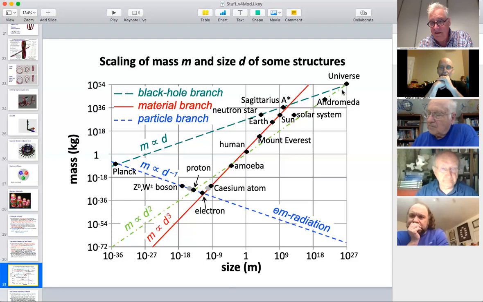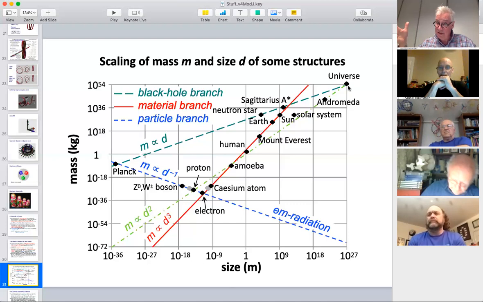Look, the universe is on that line too. The mathematics of the whole universe is the mathematics of a black hole. It's the point at which light just doesn't get out. You know, light just comes to a stop at the edge of the observable universe. Those two statements are the same statement.